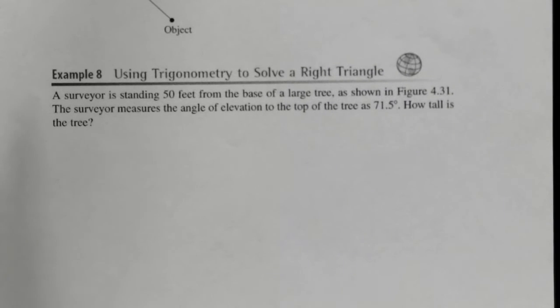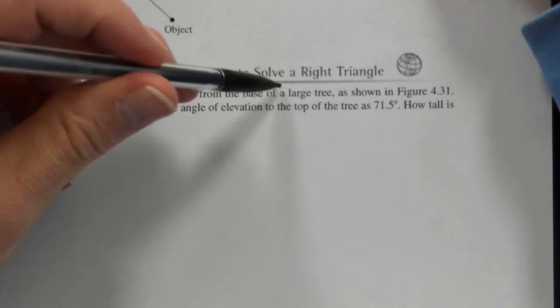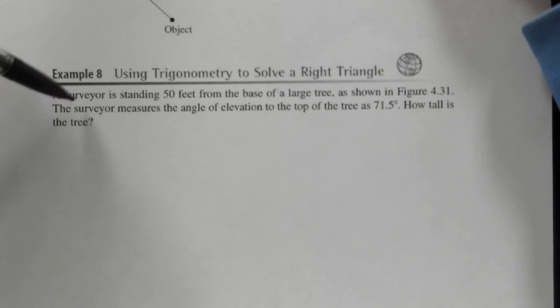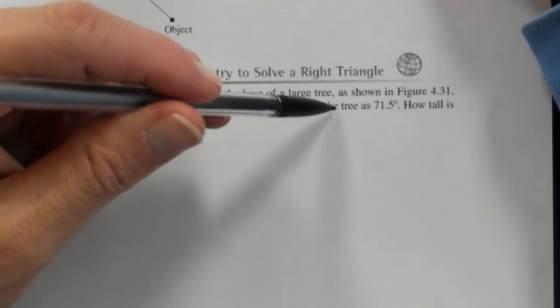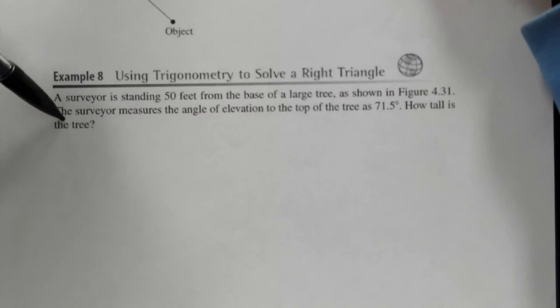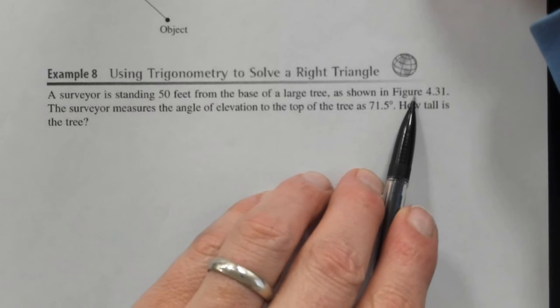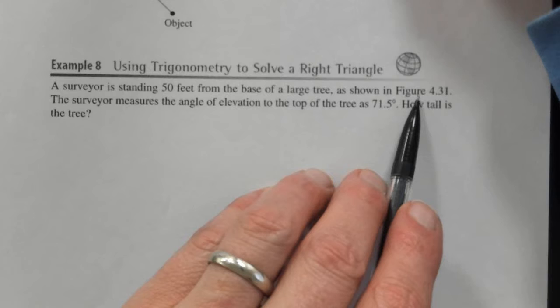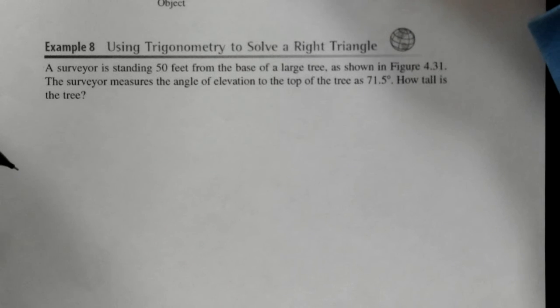Okay, so this one says, a surveyor is standing 50 feet from the base of a large tree. The surveyor measures the angle of elevation to the top of the tree as 71.5 degrees. How tall is the tree? Now I purposely did not give you the figure because I want you to draw it yourself. So let's look at the information and see if we can draw it correctly.